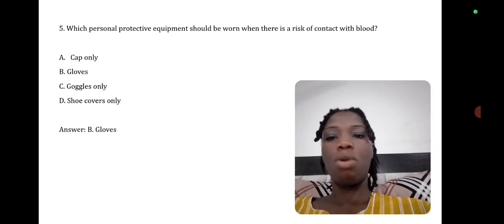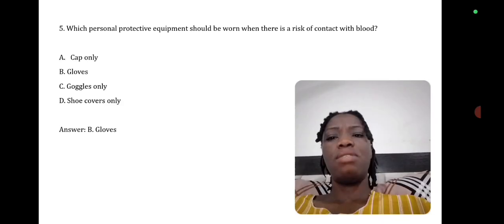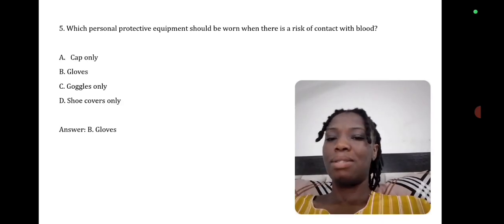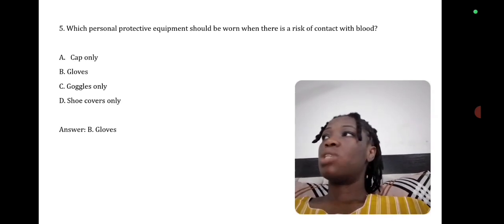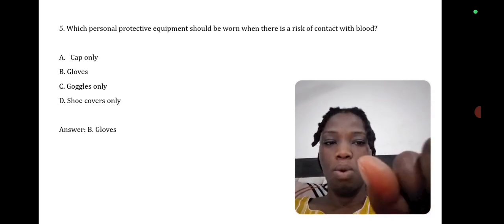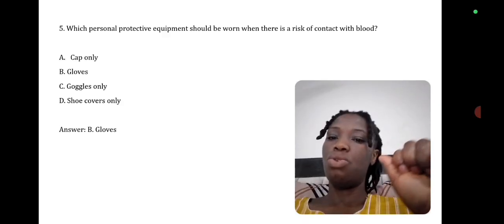Hand gloves, your goggles, your shoes, your apron, your cap, etc. They're all PPE. They now ask which one you should use when there is a risk of contact with blood. The answer is gloves. When there is a risk of contact with blood, and you want to protect your skin, you use your hand gloves.